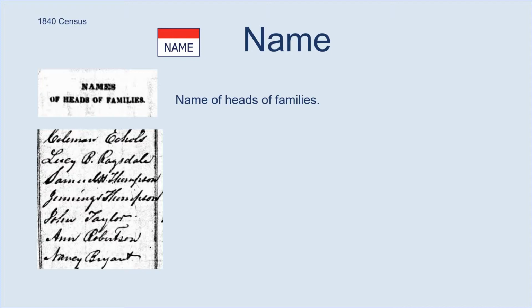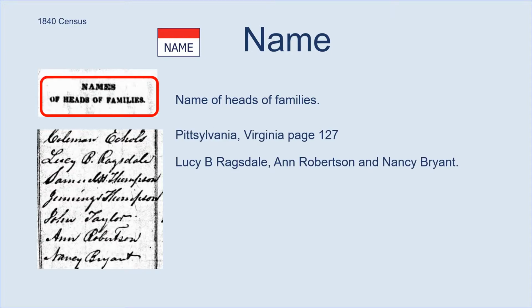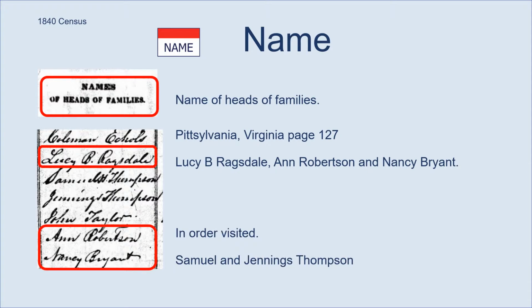Name. The second column asks the name of the heads of families. Here is a small section from this Pennsylvania, Virginia, page 127. Notice that 3 of the people listed are women: Lucy B. Ragsdale, Ann Robertson, and Nancy Bryant. The census taker listed people in the order he visited them. This helps you see people as neighbors, and often many of these people are related. Notice that there is a Samuel and Jennings Thompson listed who are likely related.